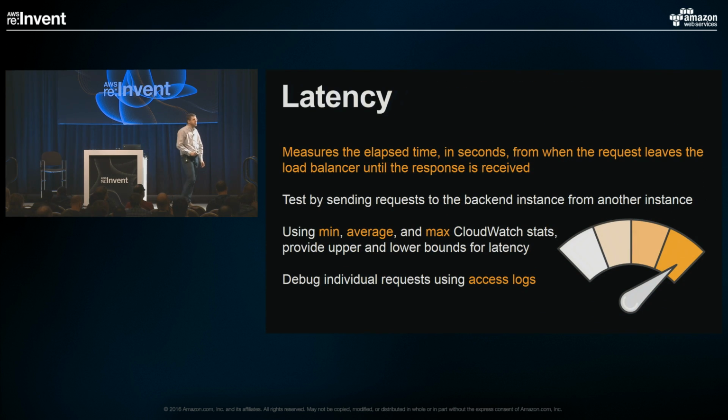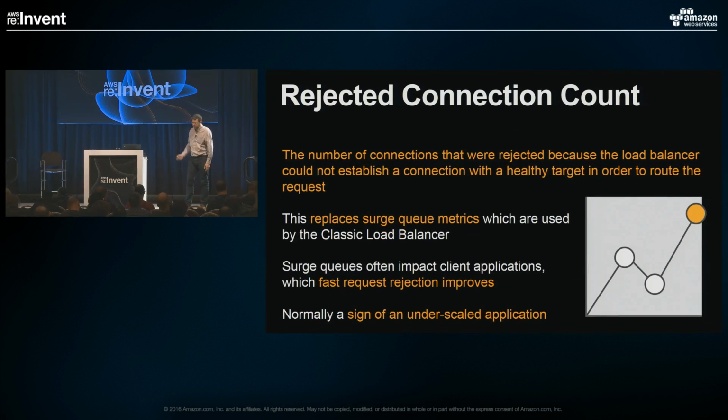The other one is latency. Latency measures the time from the point that your packet leaves the load balancer into your application to when we first see the response. That's how we measure latency. So it doesn't include the load balancer time. And we provide min, max, and average of that. We also have access logs we'll talk about shortly. And then we have a rejection count as well.